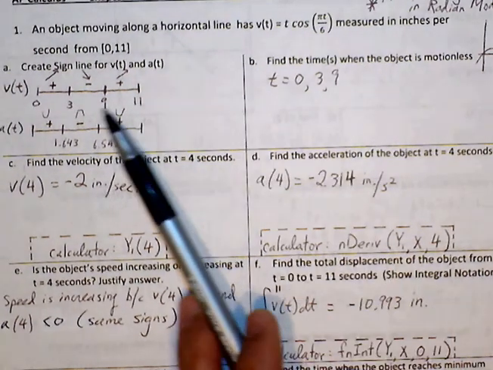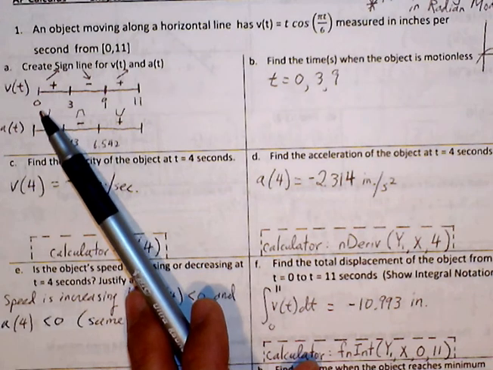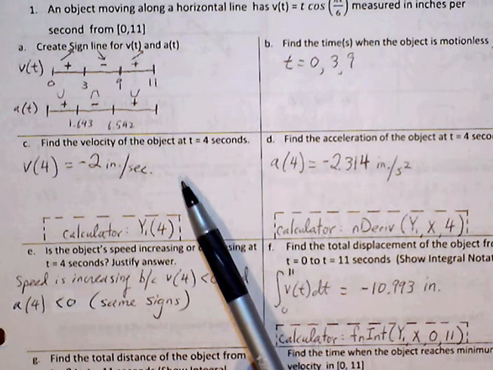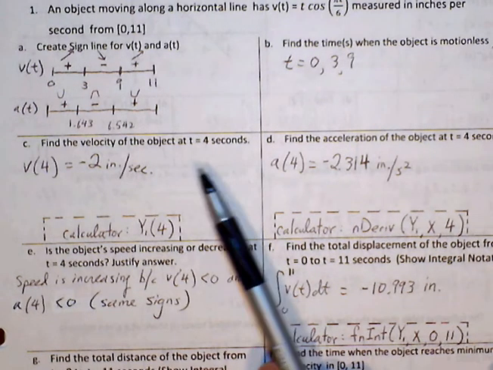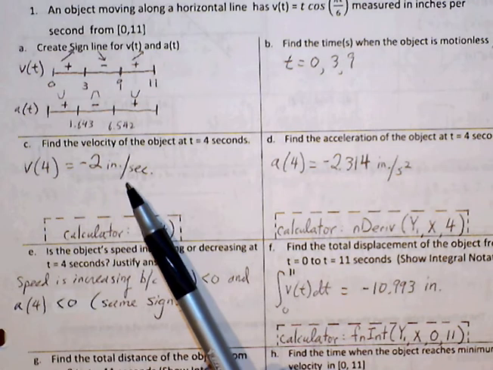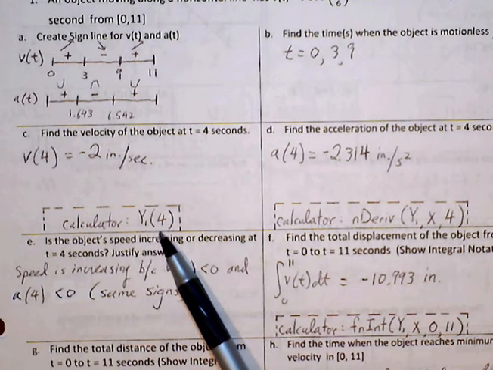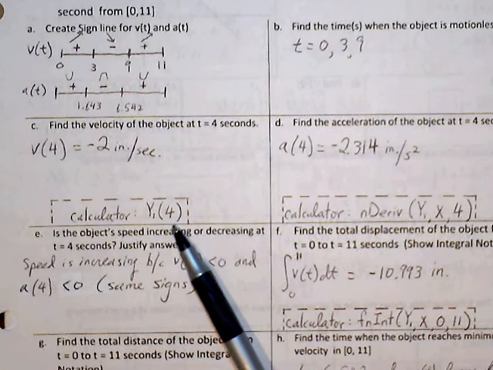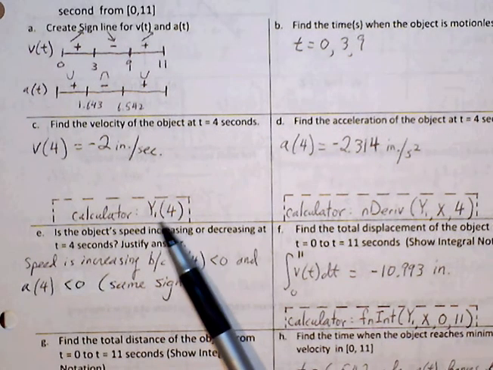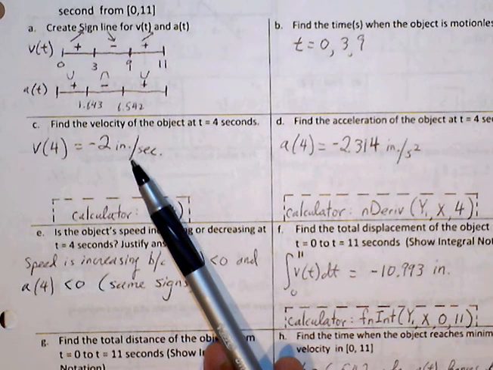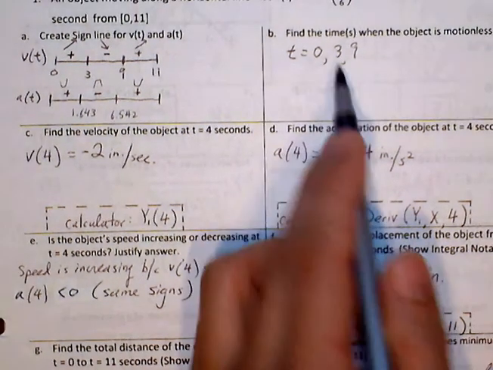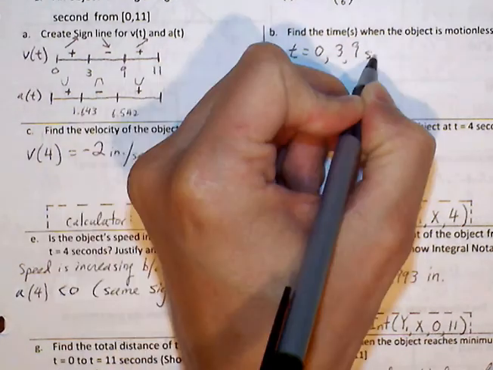So we found from the graph that the intercepts are at 0, 3, and 9. For part C, find the velocity of the object at t equals 4 seconds. And y sub 1 is holding the velocity function. So if we simply use the calculator and call y sub 1, go to the home screen, call y sub 1 parentheses 4, this will plug 4 into the velocity function and evaluate this for us. And we're going to get -2 inches per second. And for t, we also want to indicate that this is seconds as well.